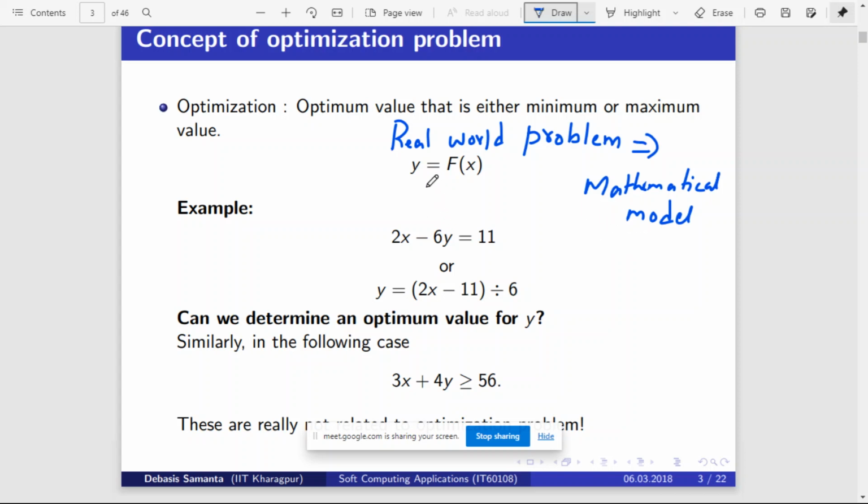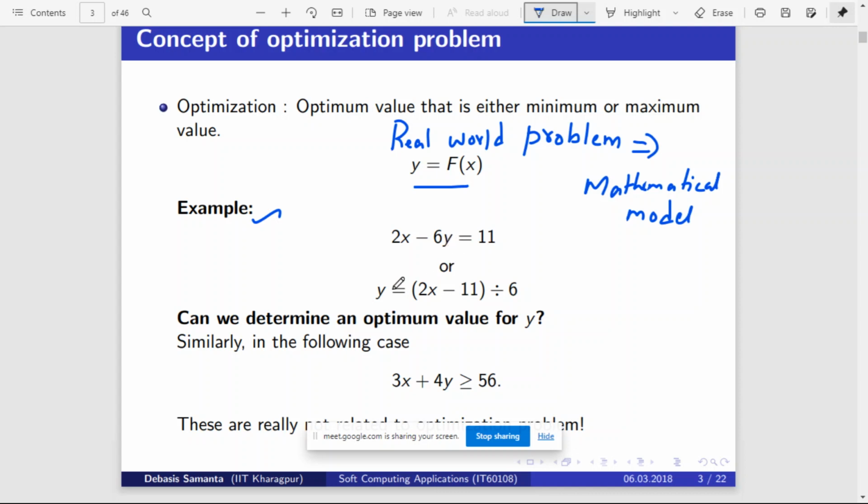Let us assume this is a mathematical model for a problem. The mathematical model is given by this function y = f(x). y is the output and the model is represented as f(x). And here is one example: 2x - 6y = 11.